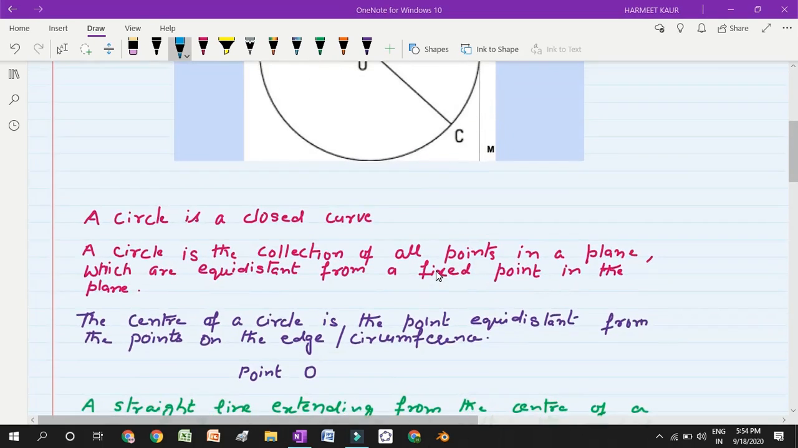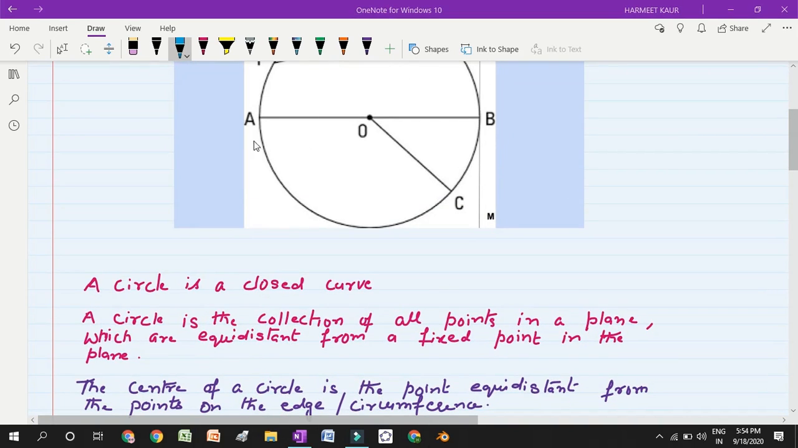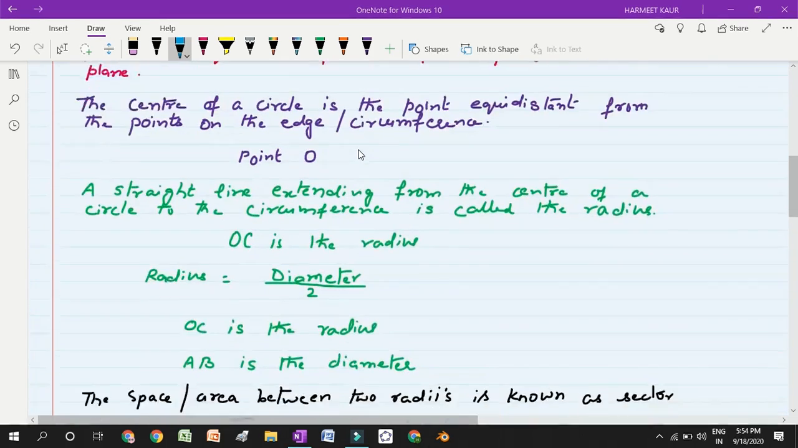So here OC is the radius, and you can see AB is twice the radius. OA is the radius, and OB is the radius. When we add these two, it becomes the diameter.